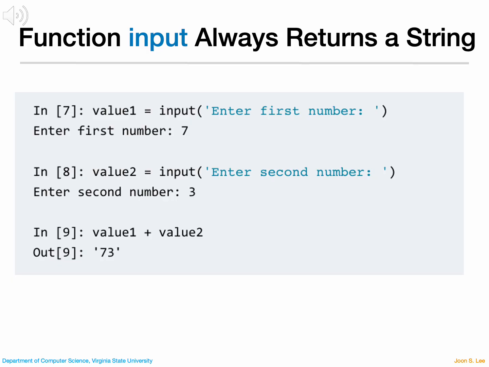One very important thing to remember about the input function is that it always returns a string, no matter what the user types. In this example, the program asks for two numbers. The user enters 7 and 3, but instead of treating them as numbers, Python stores them as strings, basically as pieces of text. So when we try to add them together with value1 plus value2, Python doesn't do math. Instead, it concatenates the two strings, producing 73. This can be confusing at first because it looks like math, but Python is really just sticking two text values together.